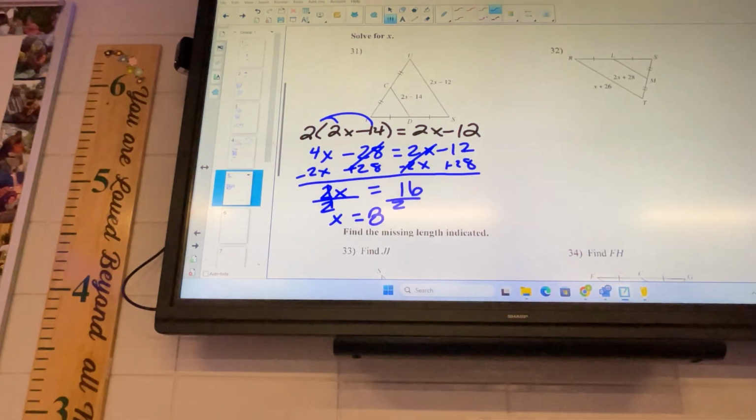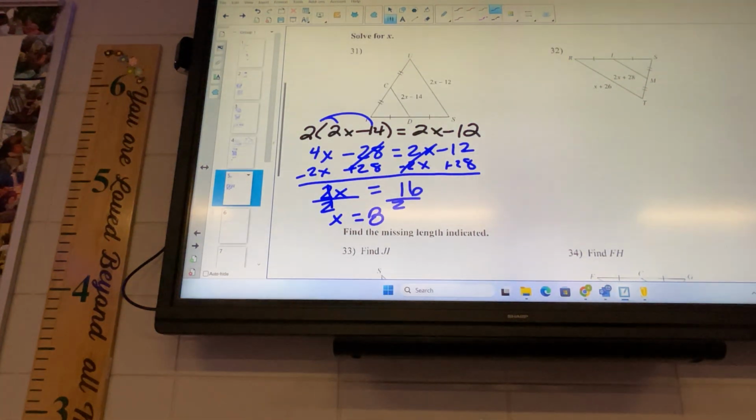You're good. I guess, I don't know. Do we stop or keep going? Stop. We stop. Okay, it says solve for x. And we've got one more.